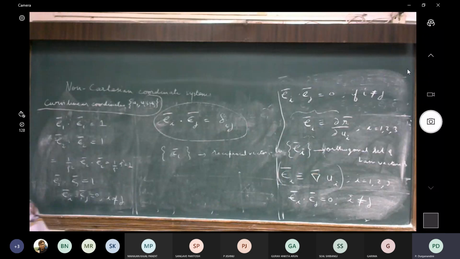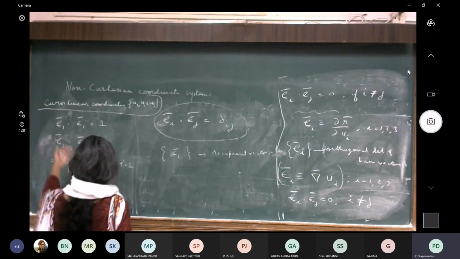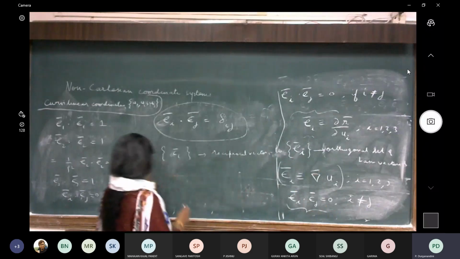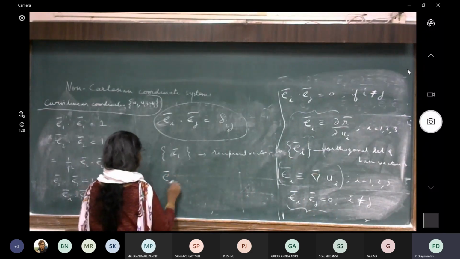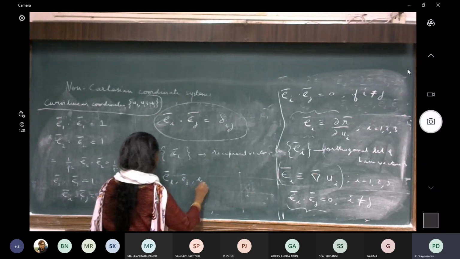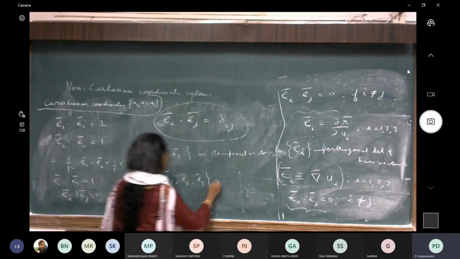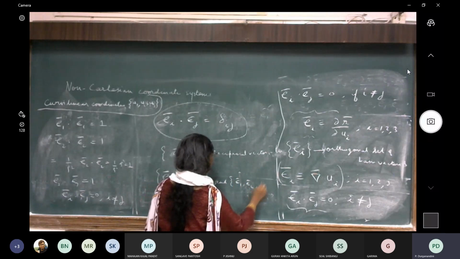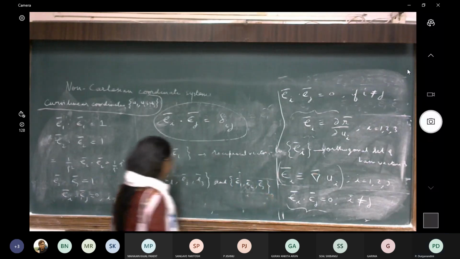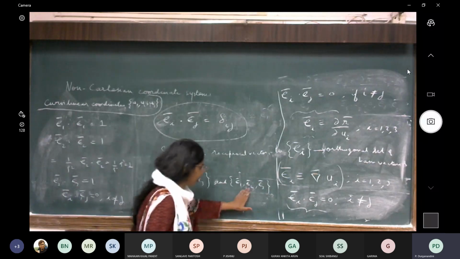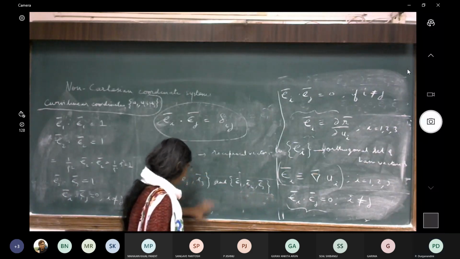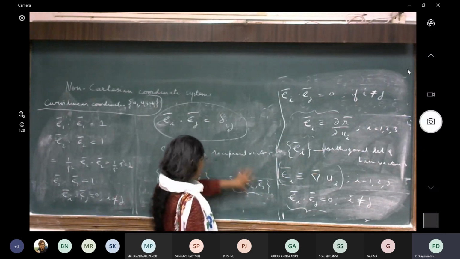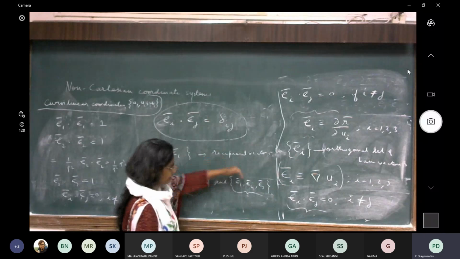So now you see, because the epsilon i's are also orthogonal, I have 2 sets of basis vectors: e1, e2, e3, and epsilon 1, epsilon 2, epsilon 3. Neither of these are necessarily orthonormal, but they are both orthogonal basis vectors. This is an orthogonal set, and this is again an orthogonal set. Further, this is reciprocal to this, and vice versa.